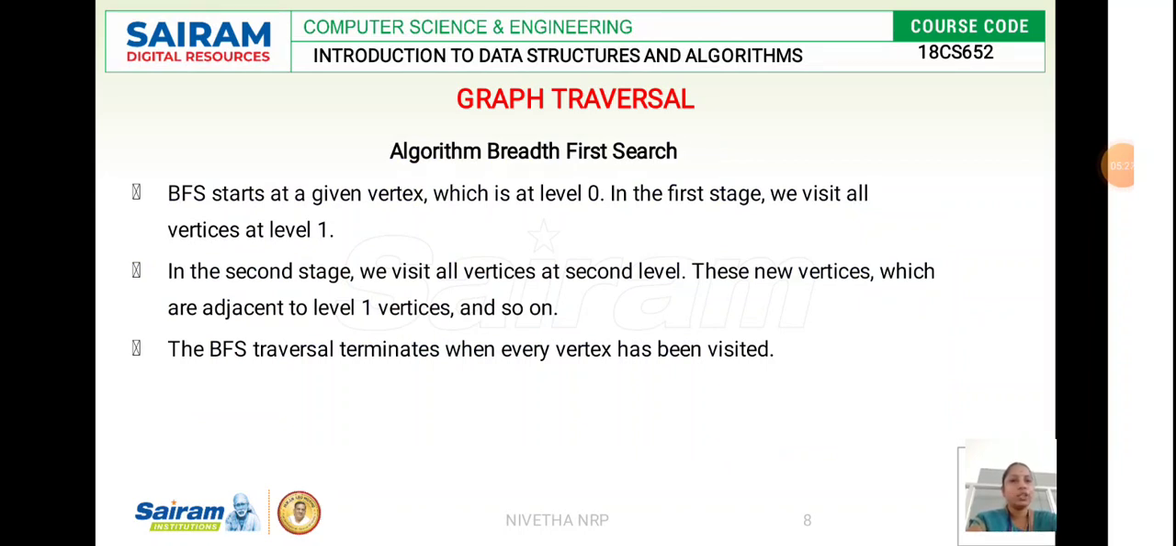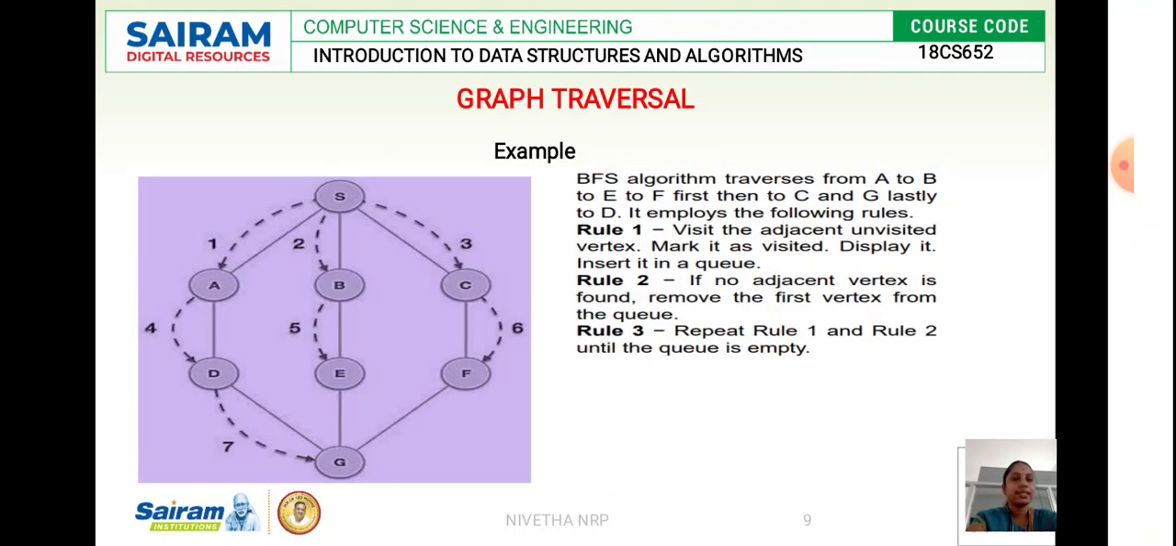Next we'll see the algorithm for breadth first search. Here we'll be starting with the root vertex which is at the level 0, and after visiting that we'll go to the level 1 and we will be visiting all the nodes at the level 1 and then followed by the level 2. So we'll be completing the traversal of a graph until we reach the last node, the last level of the graph. Here is an example for BFS.